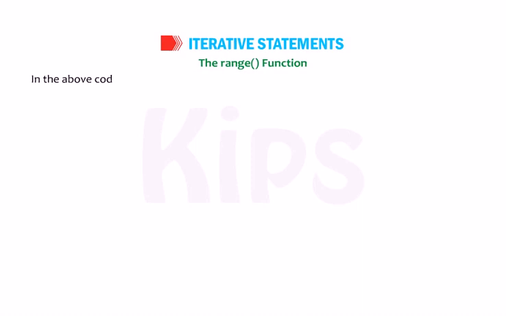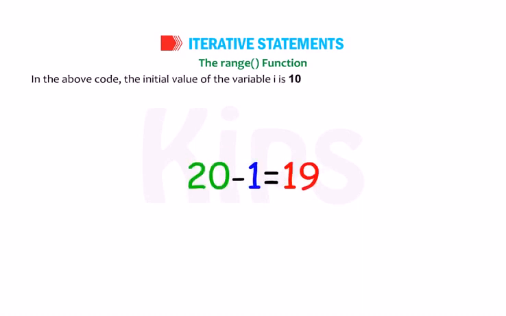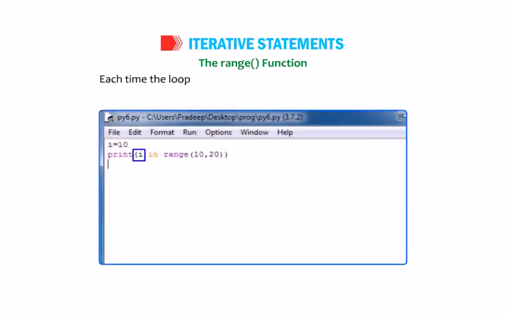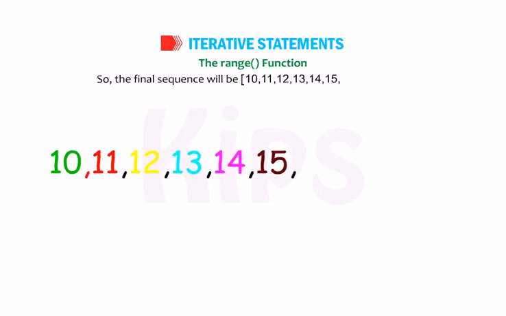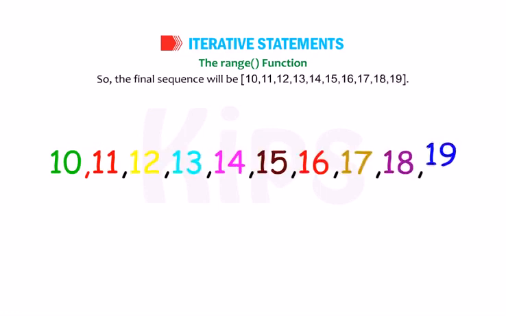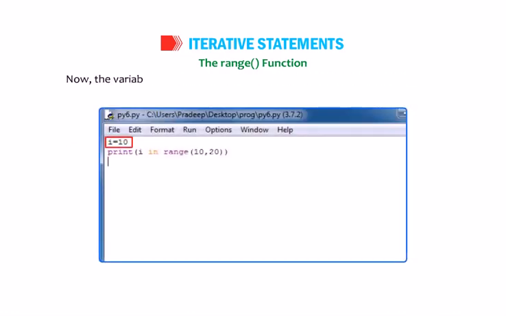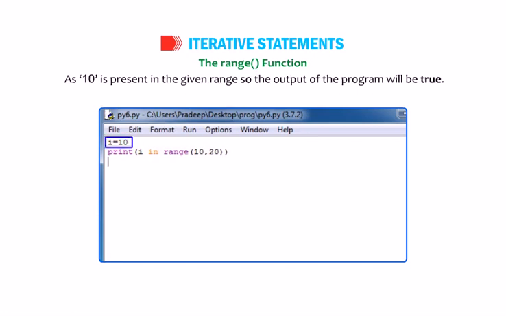In the above code, the initial value of the variable I is 10 and the final value is 19, 20 minus 1 equals 19. Each time the loop executes, the value of I is incremented by 1. So the final sequence will be 10, 11, 12, 13, 14, 15, 16, 17, 18, 19. Now the variable I, which in this case is 10, will be checked within this range. As 10 is present in the given range, the output of the program will be true.